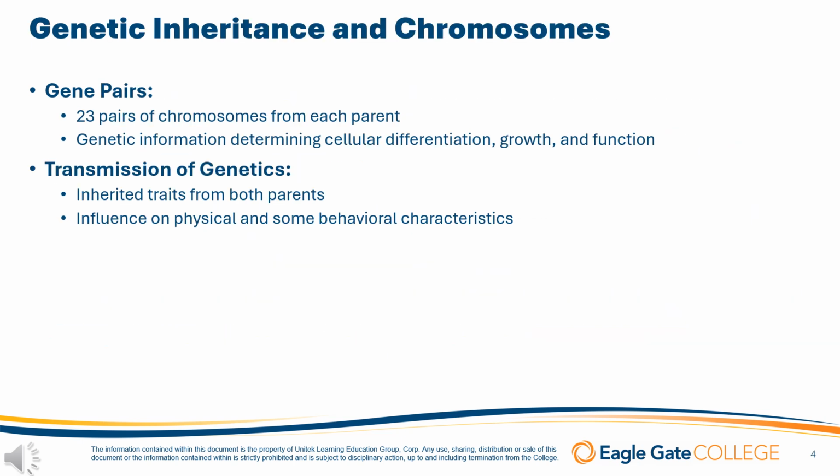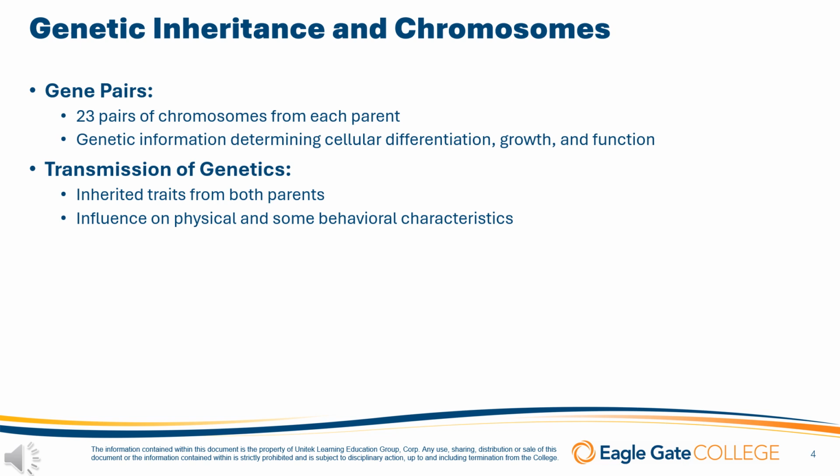First, let's talk about gene pairs. Every human has 23 pairs of chromosomes for a total of 46 chromosomes. These chromosomes are structures within our cells that carry genetic information. We inherit one set of 23 chromosomes from our mother and another set of 23 from our father. These chromosomes are made up of DNA, which contains genes.